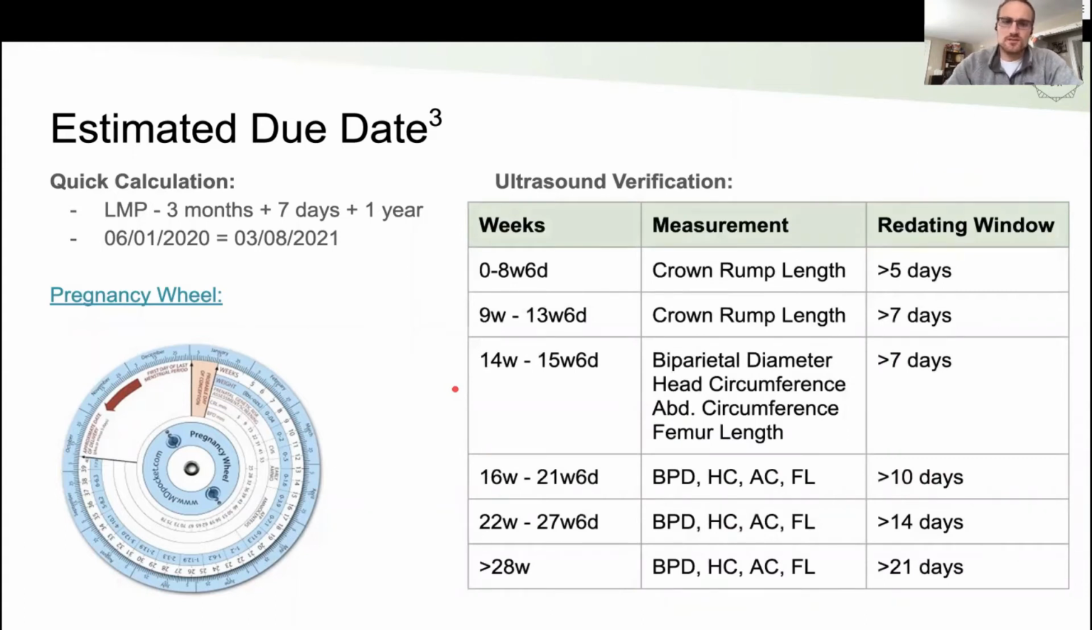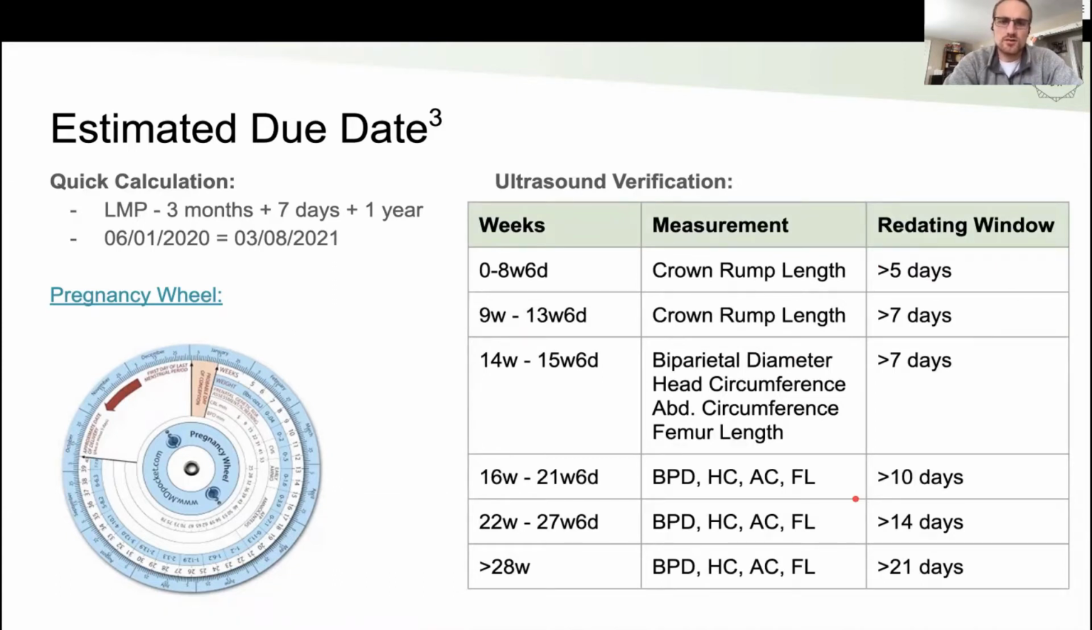And so if the ultrasound is done between 0 and 8 weeks, it needs to be within 5 days of the LMP; between 9 weeks and 13 days, within 7 days; 7 days for 14 to 15 and 6; and then 16 to 21, 10 days; 22 to 27, 14 days; and greater than 28 weeks, 21 days. And what this tells you is if the LMP and the ultrasound differ by greater than any of these numbers, either in the positive or the negative direction, you would redate the expected due date based off of the ultrasound finding.